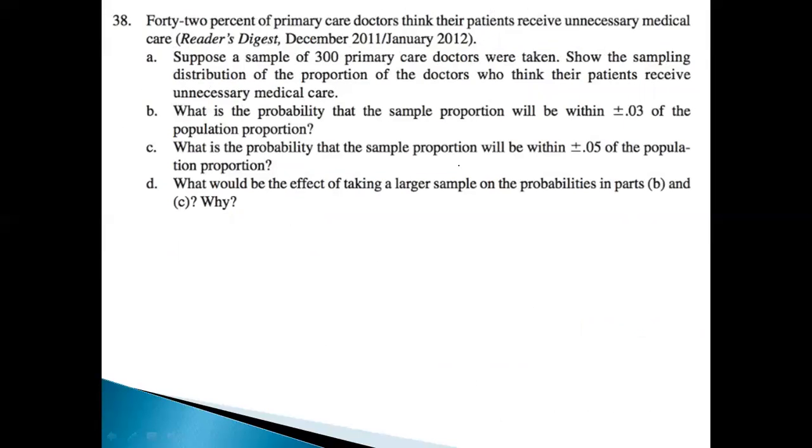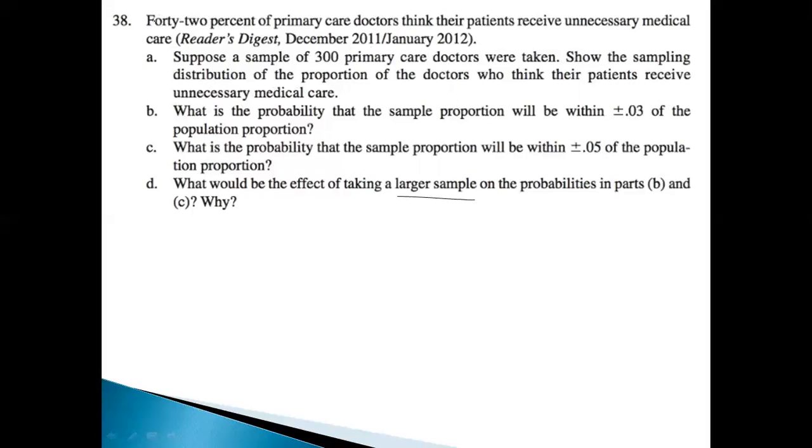Now for 38, 42% of primary care doctors think their patients receive unnecessary medical care. A, suppose a sample of 300 primary care doctors were taken. Show the sampling distribution of the proportion of the doctors who think their patients receive unnecessary medical care. B, what is the probability that the sample proportion will be within 0.03 of the population proportion, and C, within 0.05 of the population proportion? And D, what would be the effect of taking a larger sample on the probabilities in part B and part C and why? So you can see that a lot of these problems are starting to look very similar. We're going to look within 0.03 and 0.05, and what happens if we do larger samples and things like that.